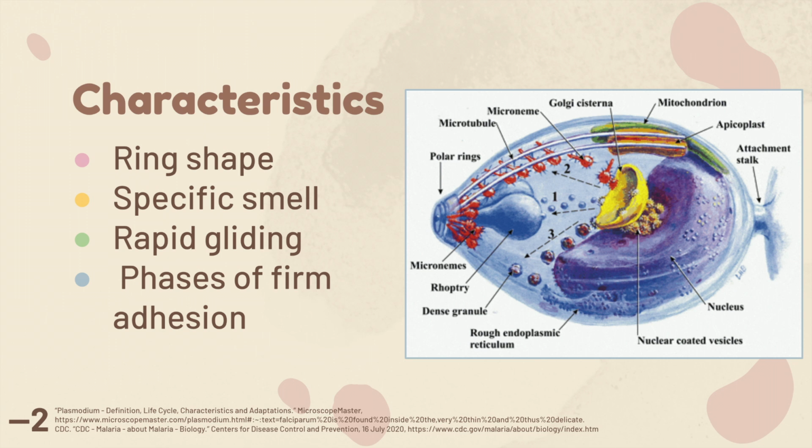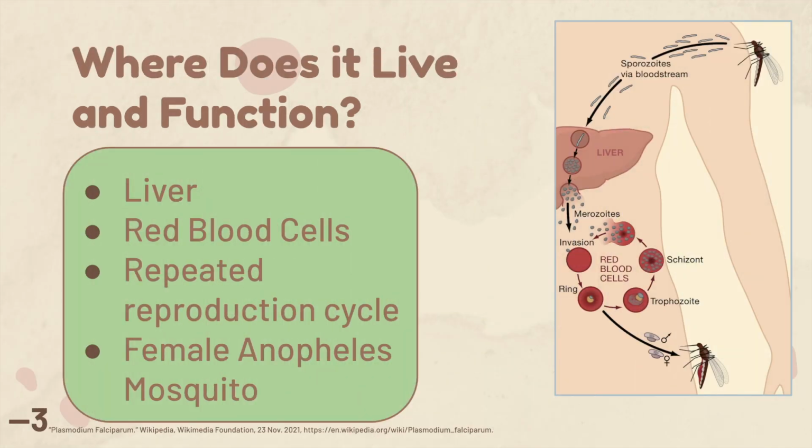It moves by alternating between phases of rapid gliding and phases of firm adhesion to the surface. Once it's in the body, it moves through the circulatory system. Where does it live and function?